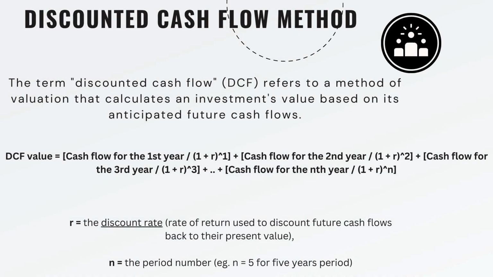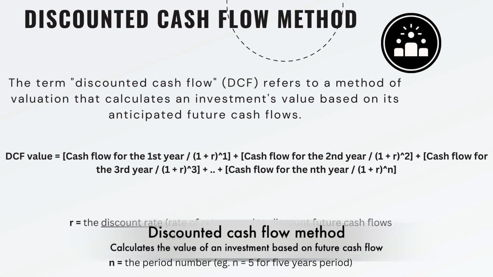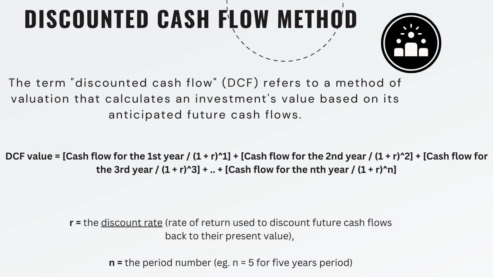Another method for finding out the valuation of a company is the discounted cash flow method. This method calculates the investment value based on the anticipated or future projection of the cash flow. Typically 3 to 5 years of projections are taken into account because beyond that it's really hard to predict what the future cash flow will look like.